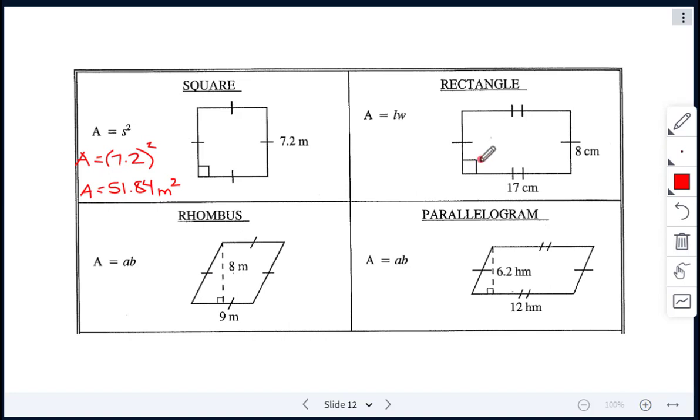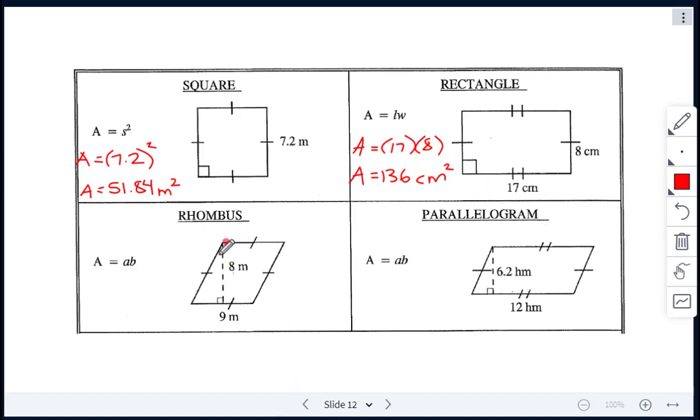All right, the area formula for a rectangle is length times width. So length times the width. So 17 times 8, which gives me 136. And it's centimeters squared.